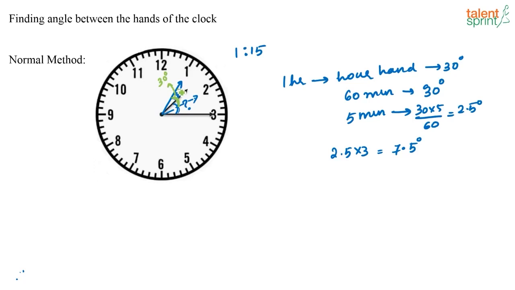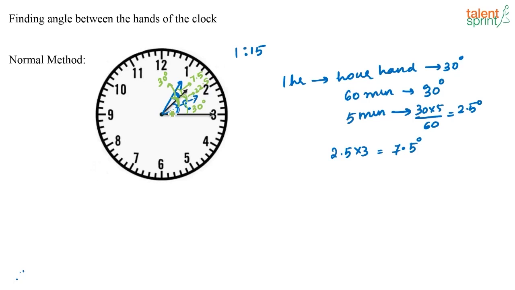In this 30 degrees, the hour hand has covered how many degrees? 7.5 degrees. So how much is remaining here? 30 minus 7.5, that is 22.5 degrees is remaining here. So this angle is 22.5. Now what is the angle between 2 and 3? That we know as 30 degrees.